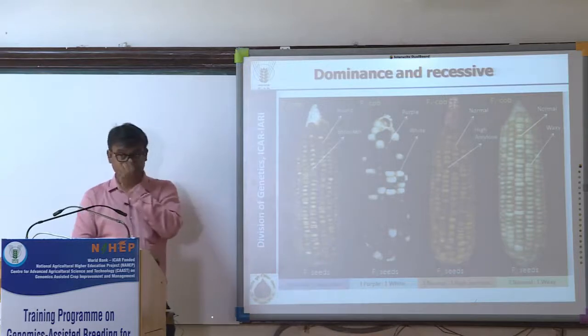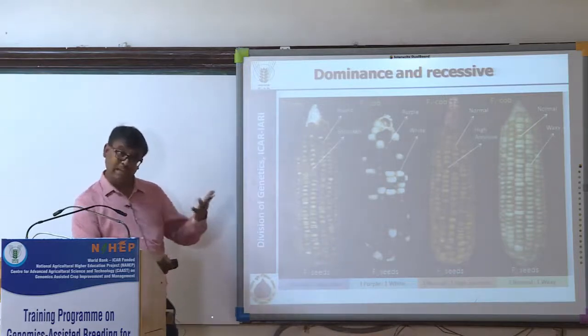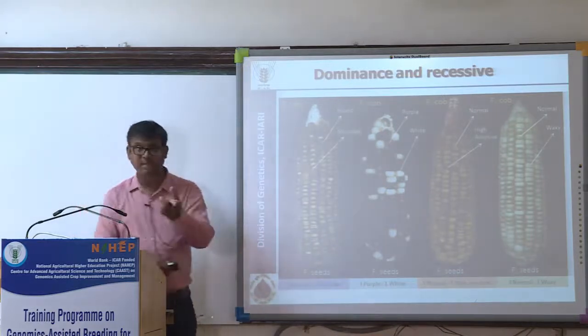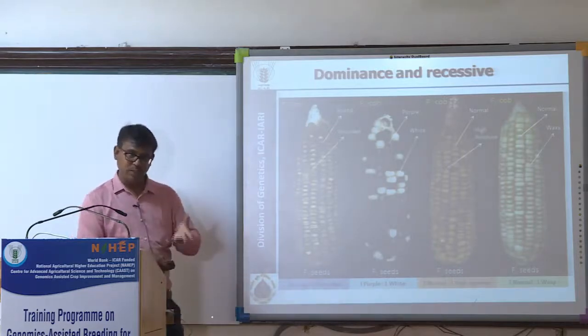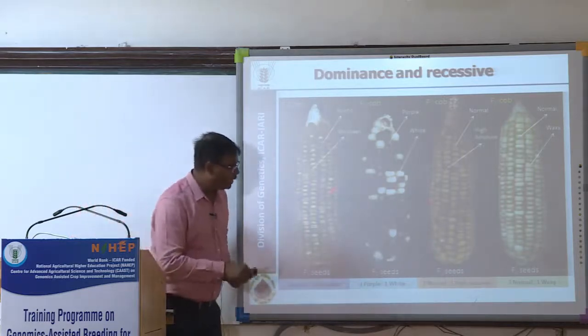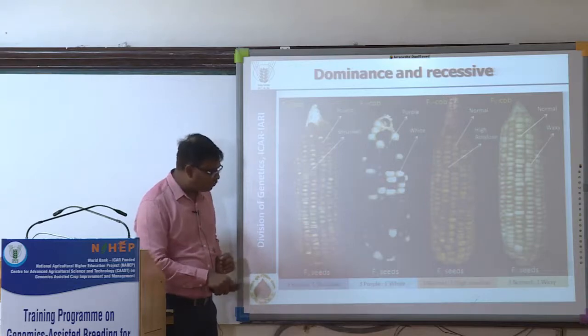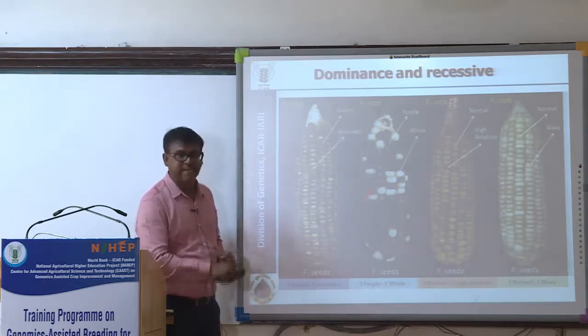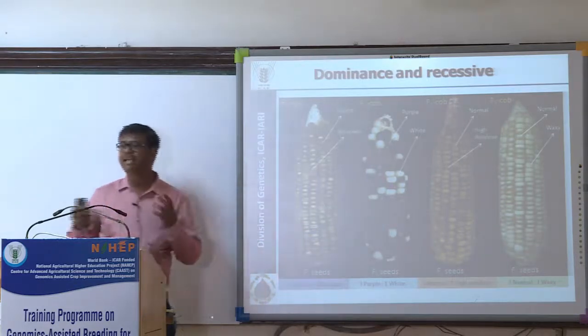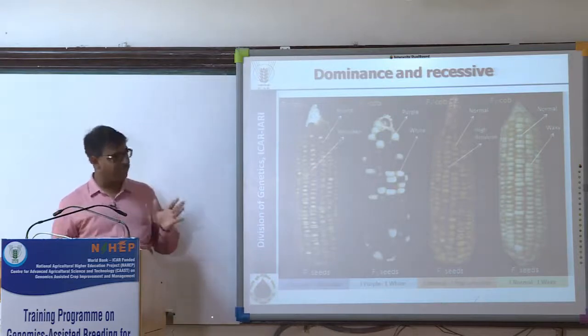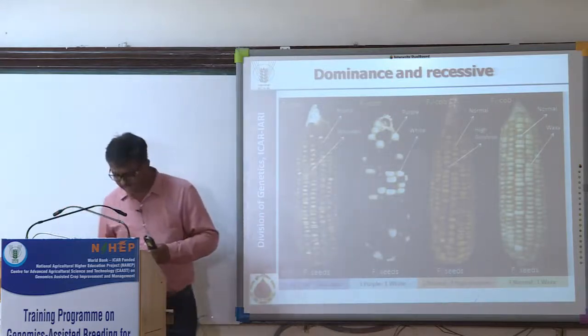If time permits, I'll show you the cobs, and there it will be very clear to you. We will have a maize practical some other day, I think on Monday, so we'll show you the cobs. The point here is, if you give these F1 cobs where seeds are segregating for traits, you can very easily explain Mendel's first law, that is the law of segregation.